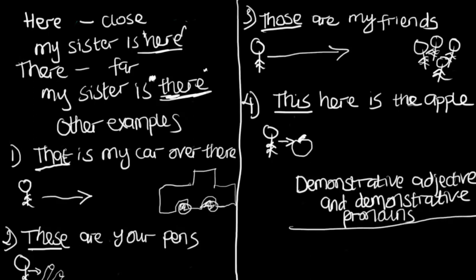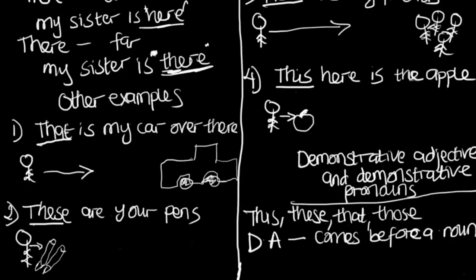Before we end this video, I want to differentiate between demonstrative adjectives and demonstrative pronouns, because demonstrative adjectives also make use of this, that, these, and those. So what is the difference between demonstrative adjective and demonstrative pronoun? A demonstrative adjective comes before a noun. So you have something like, this bag is mine. But a demonstrative pronoun does not come before a noun.